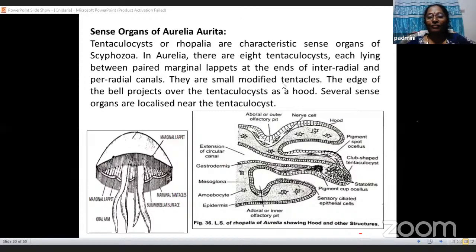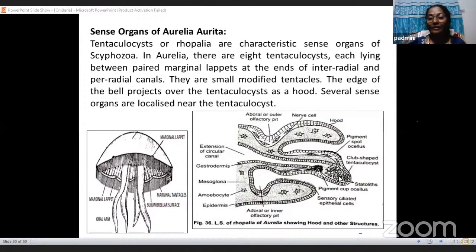They are small modified tentacles. The tentaculocytes are also called small modified tentacles. That's why the name tentaculocytes. The edge of the bell projects over the tentaculocytes as a hood. So the tentaculocyte is covering as a hood, and several sense organs are localized near the tentaculocytes. They're very, very sensitive. That's why they are sensory in action. And the small granules you find, those granules are called statoliths.